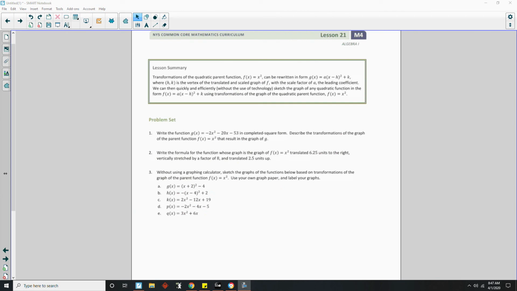Okay, page 5 brings us to the end of lesson 21. Review the lesson summary and go to your problem set.